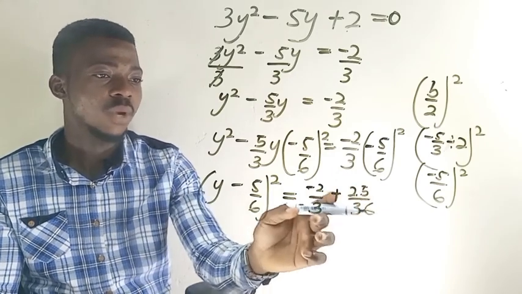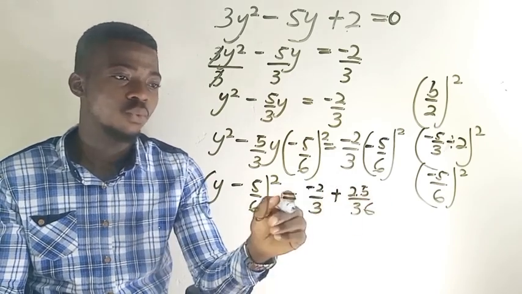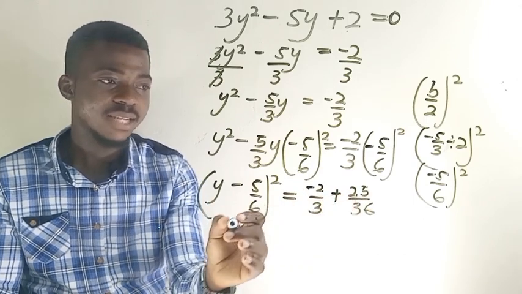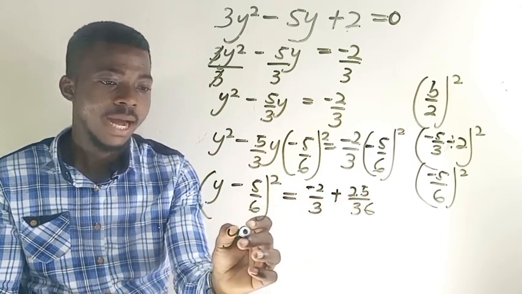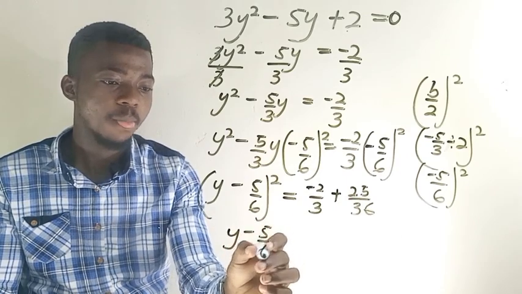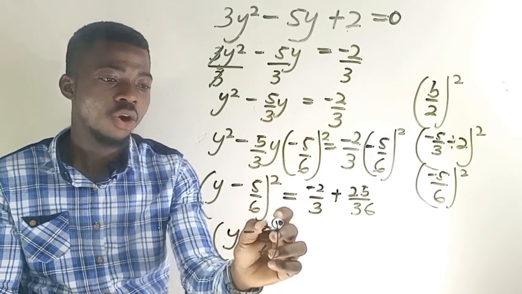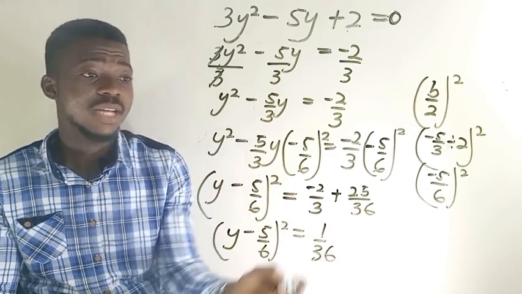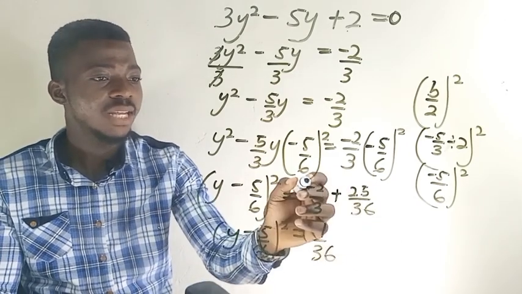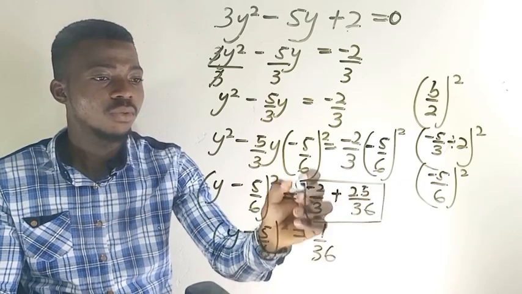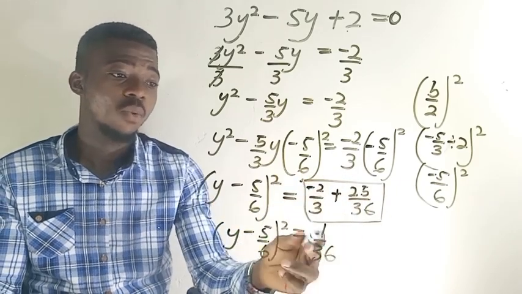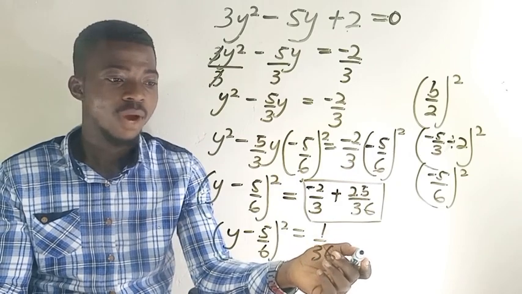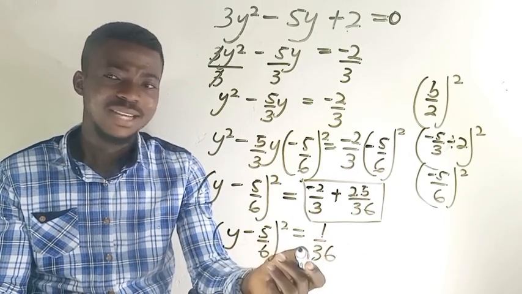Now, if you solve this one, you're going to get 1 over 36, right? So let's write it again. That's going to give us y minus 5 over 6 all squared equal to 1 over 36. Okay, so you can solve this one separately. You solve this one separately, you get 1 over 36. All right, great. Now that's what we've gotten. What's the next thing to do?